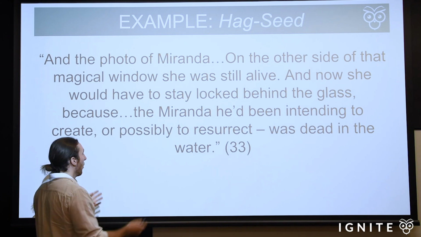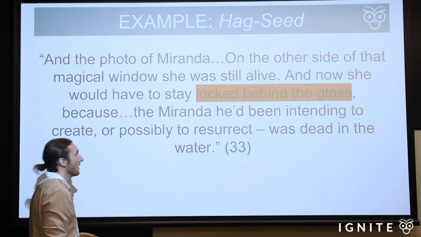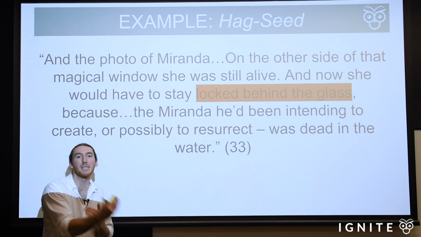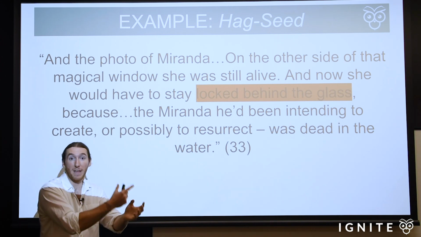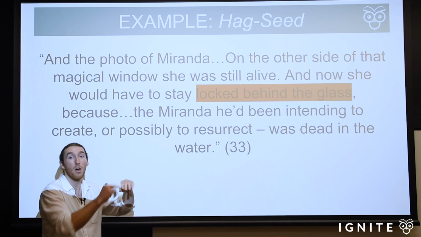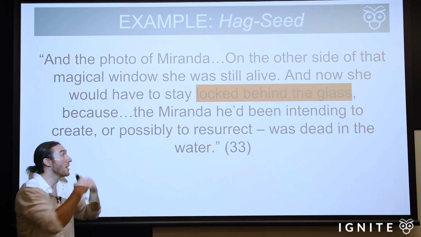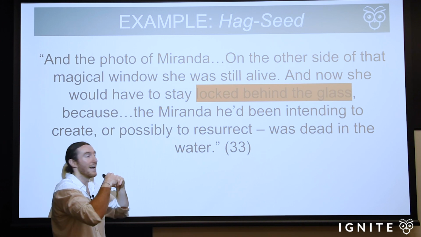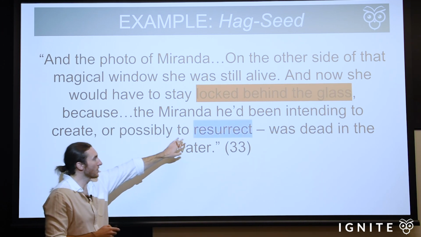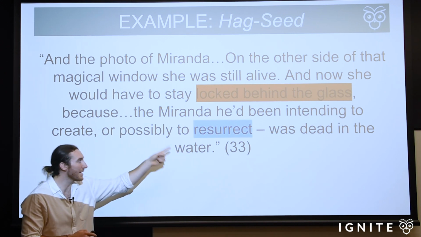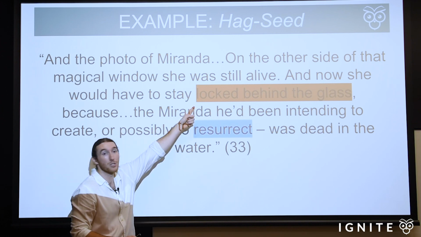Now, if I look at that quote, the first thing I notice is this quote, locked behind the glass, which is this image of imprisonment. So you can use that quote as proof of that technique, and you can make a point about why Margaret Atwood, the composer of this particular text, would have used that to try and convey some kind of meaning. But I'm also interested in this word resurrect here because I feel like I might be able to integrate that into the way I explain the imagery there.